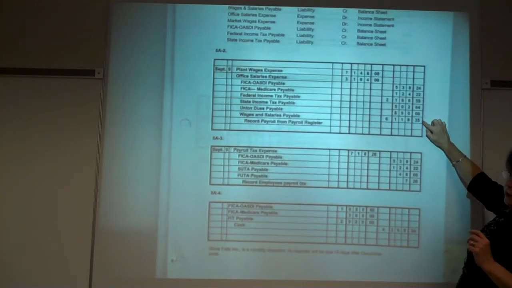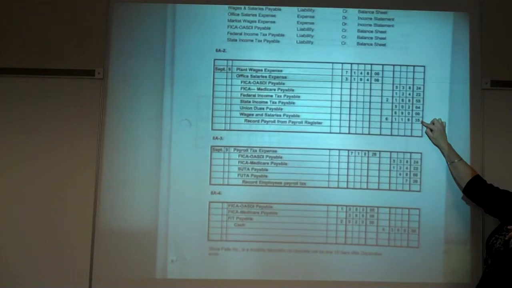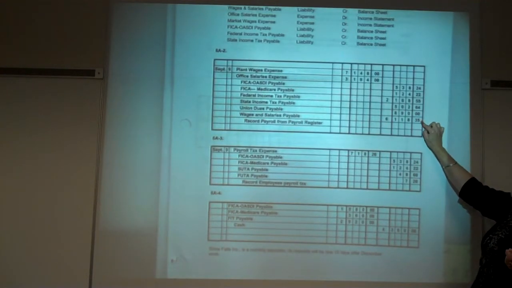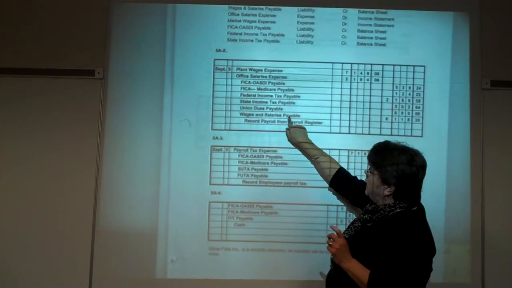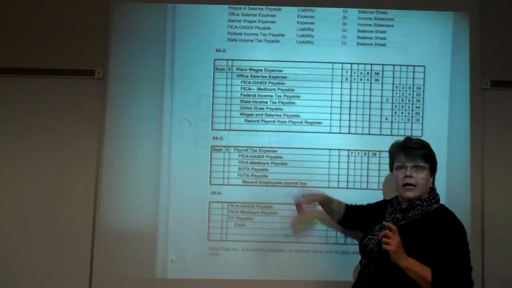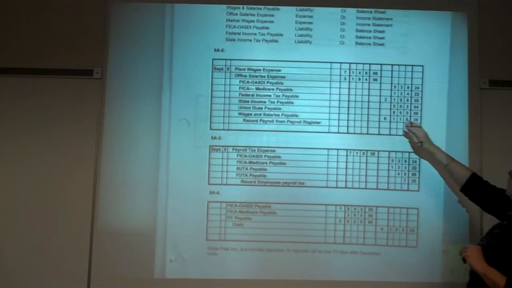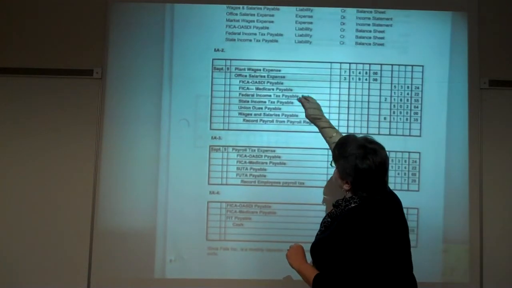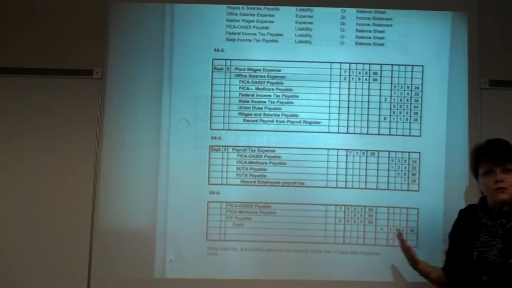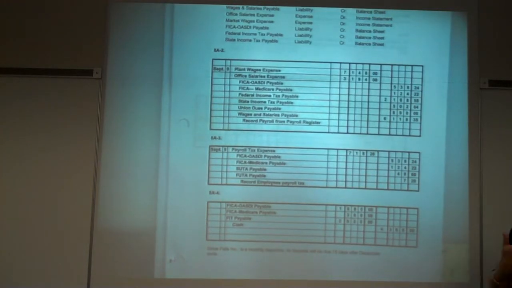This number represents the net. Now this one has the word payable after it because that's what we have to pay to our employees. Everything that we withheld, those have the word payable because we've collected it, we've held it from our employees, but we haven't paid it yet. So they are liabilities.